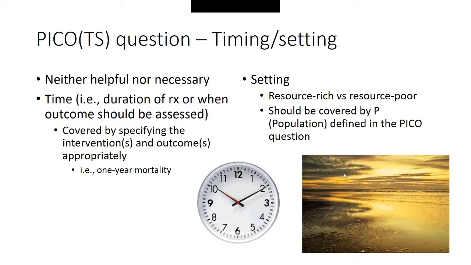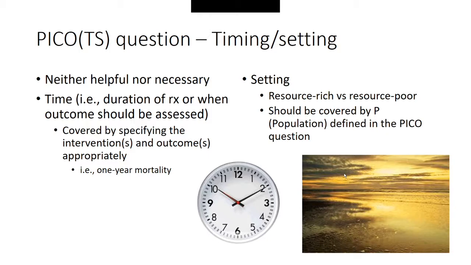The other is setting. So, for example, certain recommendations may be different based on if you're in a resource-rich setting or a resource-poor setting. However, this should be covered by the population. So, if it's a question about patients in, say, sub-Saharan Africa, that should be defined as part of the population in the PICO question.